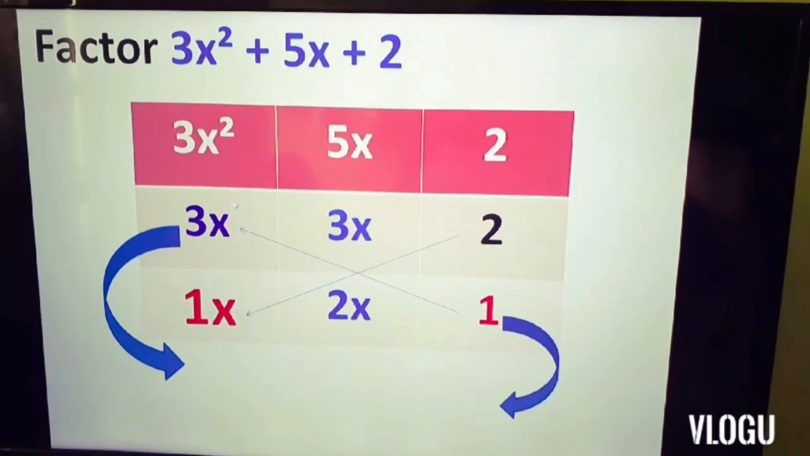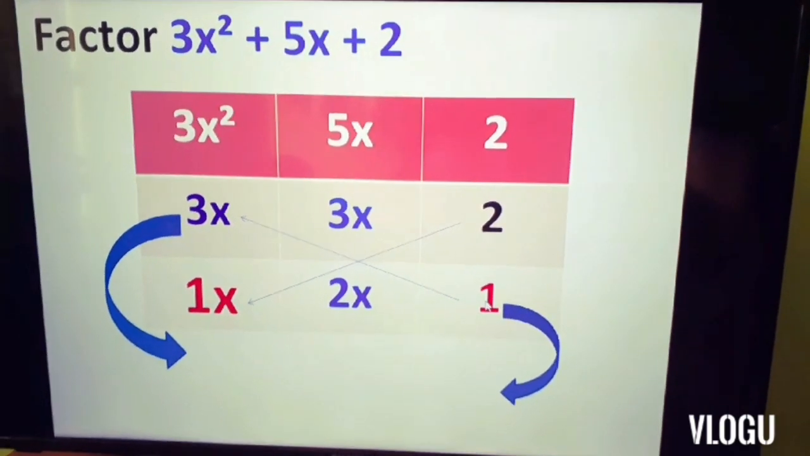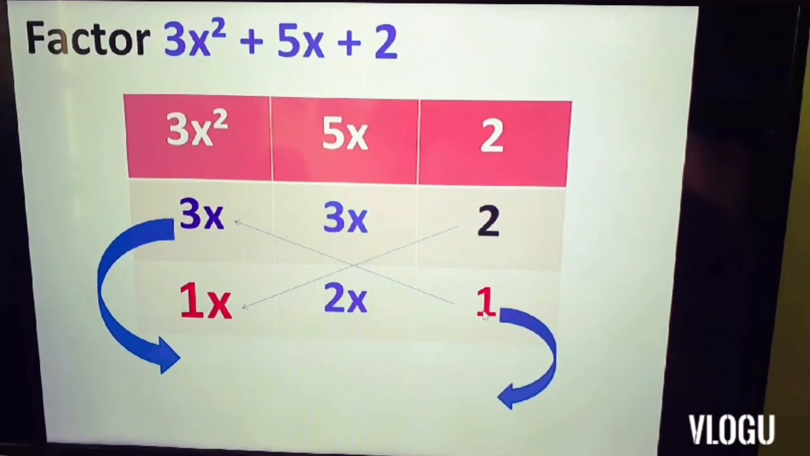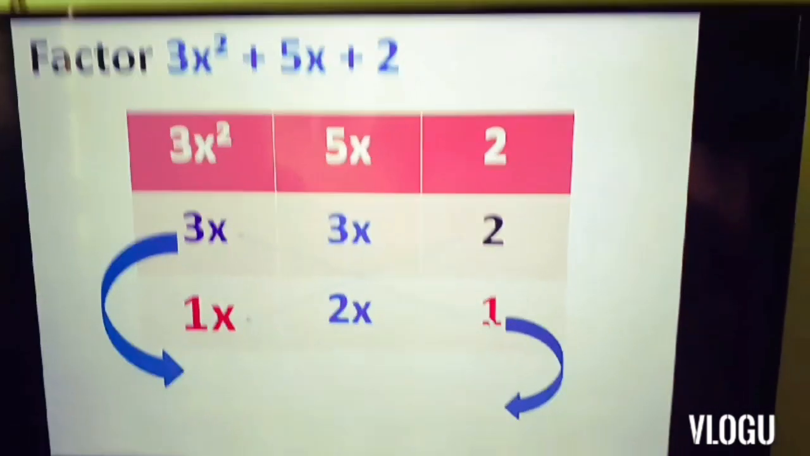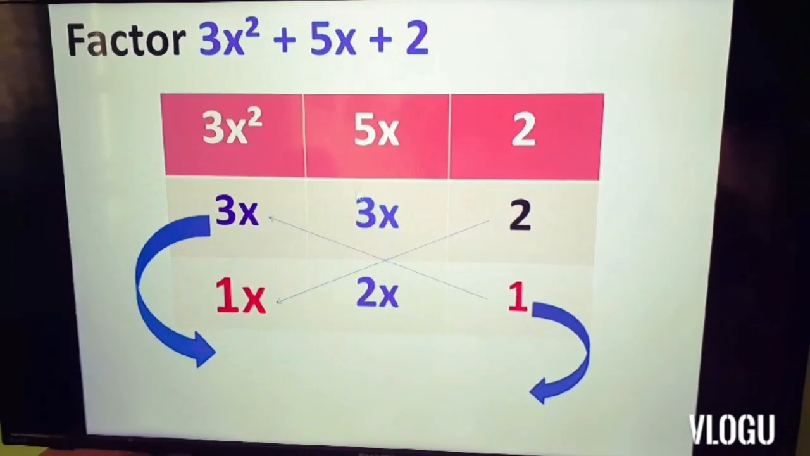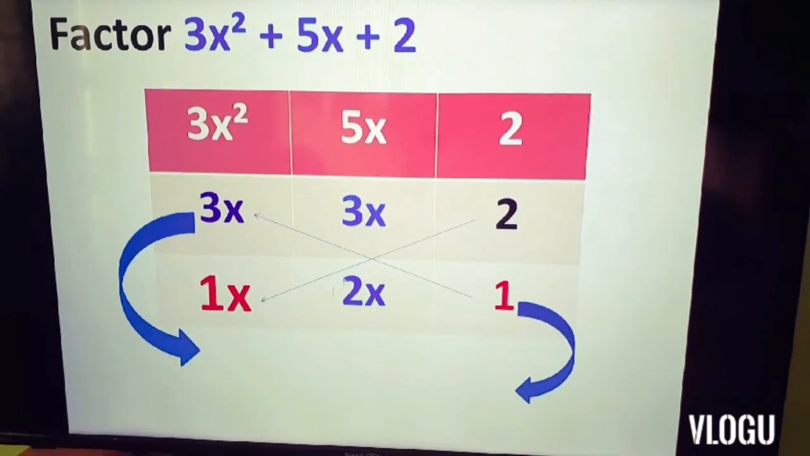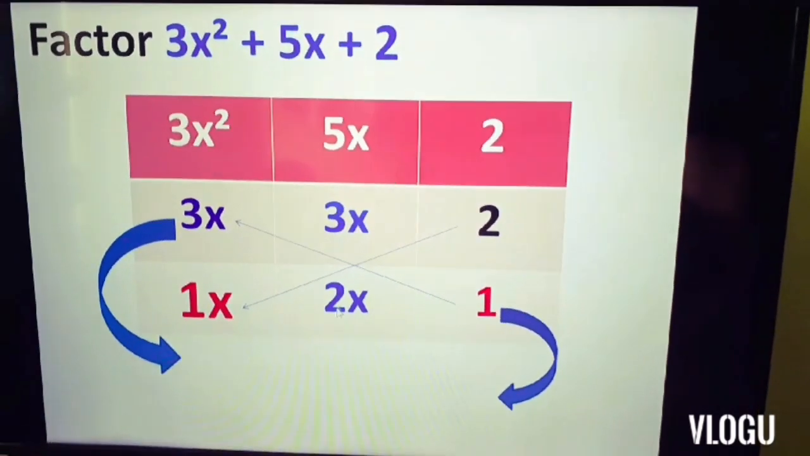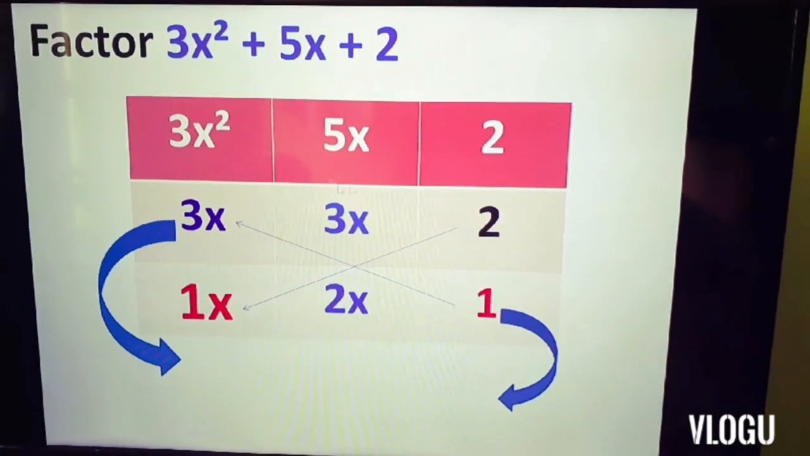Now, to find the middle term, we have to check. We're going to multiply each factor by the diagonal method. We have 1 times 3x, that is equal to 3x, and 1 times 2x, that is equal to 2x. Kung mapapansin natin, if we add these two results, 2 plus 3 that is equal to 5x.